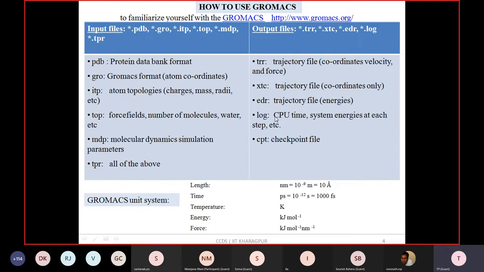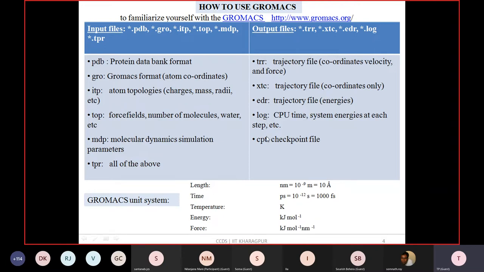The other thing is the log file. This is a readable file, so while the simulation is running you can open it and look at the CPU time needed to finish the job, your current system energies, the bond interaction energies, and whether your potential energy is going negative or positive. You can get all that detailed information in the log file. Basically it shows you the flow of the simulation on the go.